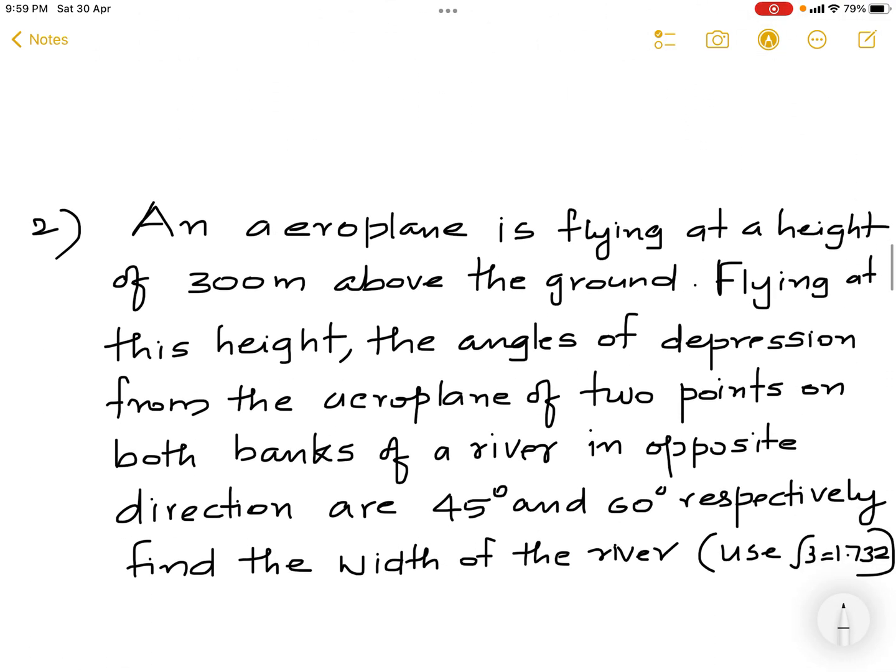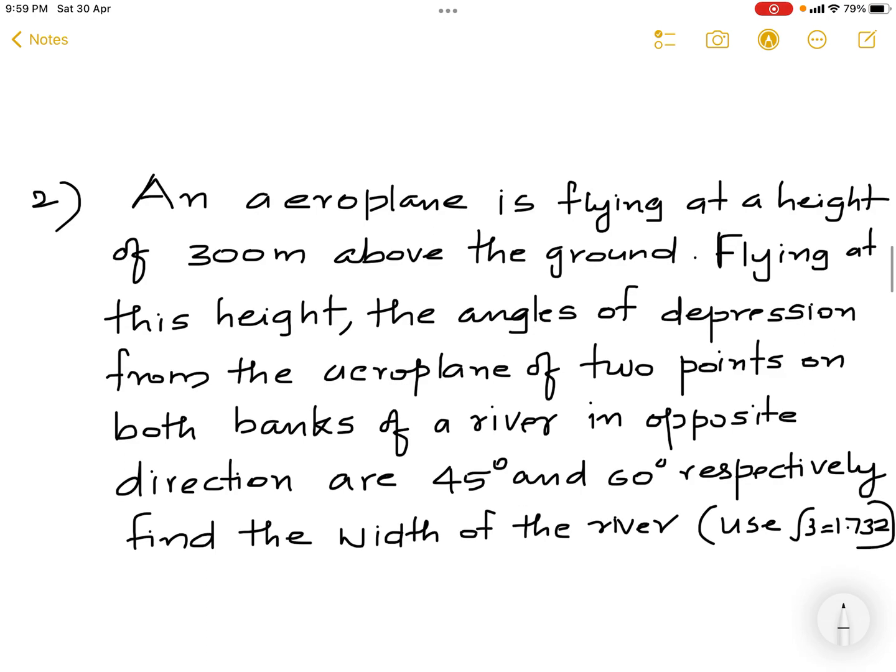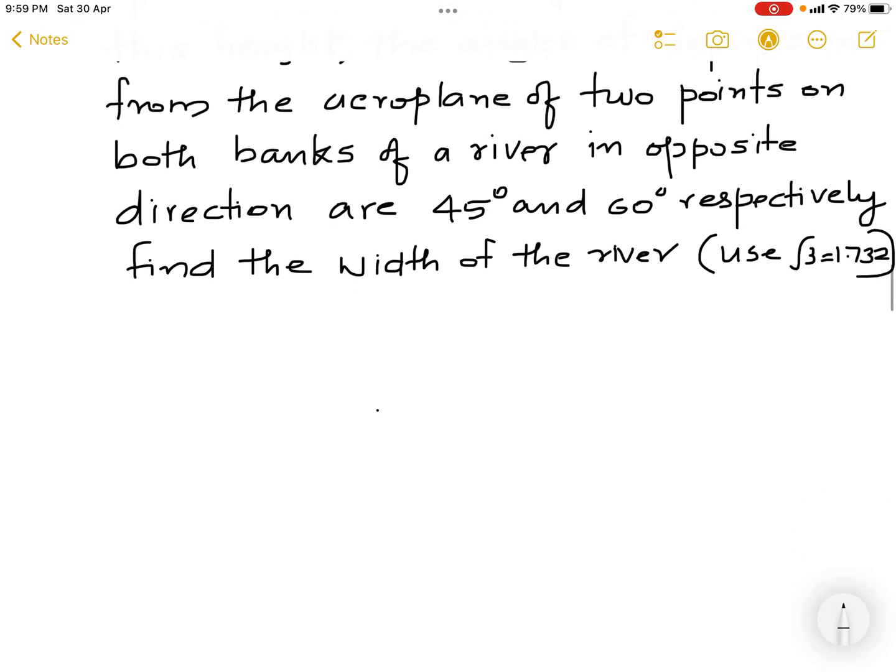Our next question. An aeroplane is flying at a height of 300 meters above the ground. Flying at this height, the angles of depression from the aeroplane to two points on both banks of a river, in opposite directions, are 45 and 60 degrees respectively. Find the width of the river.